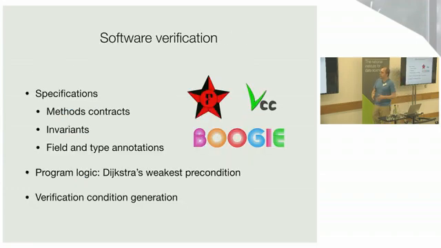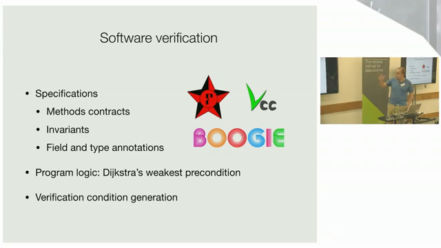Okay, we talked about these bug finding tools. Let's talk now a little bit about software verification. Right, in software verification, you have tools at Microsoft like F*, VCC, Boogie. There are many others. I just selected three because I like the logos.